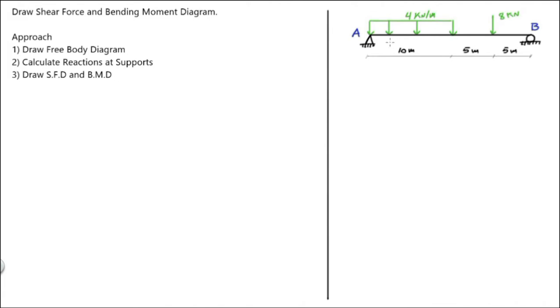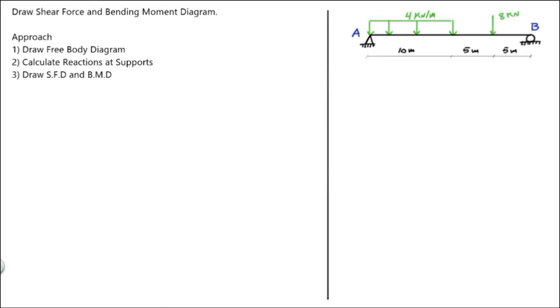We have two supports. This one is pin and this one is roller. And there are two kinds of loads. This one is distributed load of 4 kN per meter, and this one is concentrated load of 8 kN.